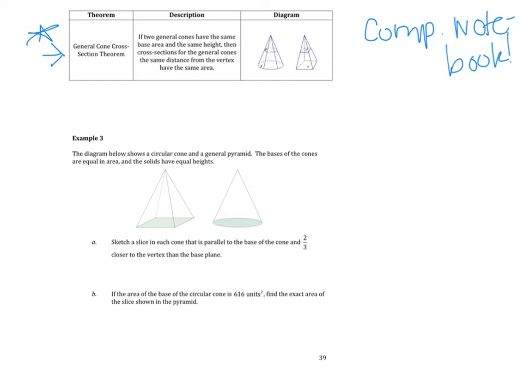So example 3. The diagram below shows a circular cone and a general pyramid. The bases of the cones are equal in area, and the solids have equal heights. Sketch a slice in each cone that is parallel to the base of the cone and 2/3 closer to the vertex than the base plane.